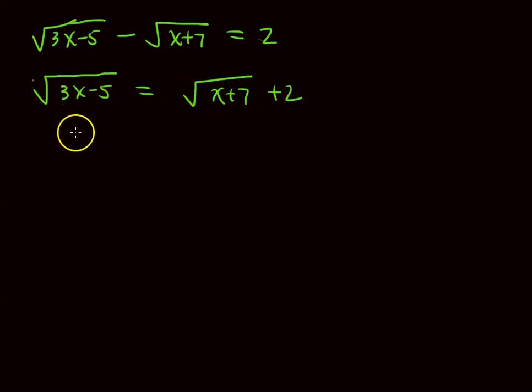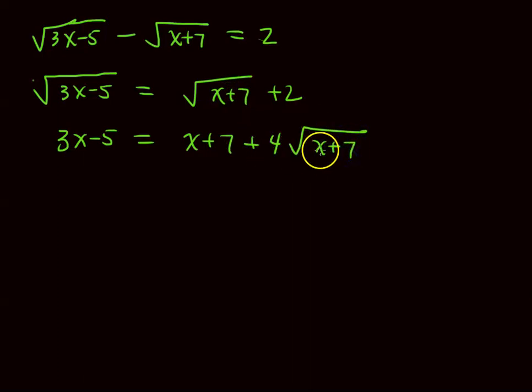This isolated radical is easy: 3x minus 5. The other side is a binomial. The shortcut is sort of nice: square the first, double the product, square the second. Squaring the first is just x plus 7. The product is 2 times the square root of x plus 7. We double that, we get 4 times the square root of x plus 7. Don't forget this middle term. And squaring the 2 is 4. Don't just square the square root and square the 2. You'll get it wrong.